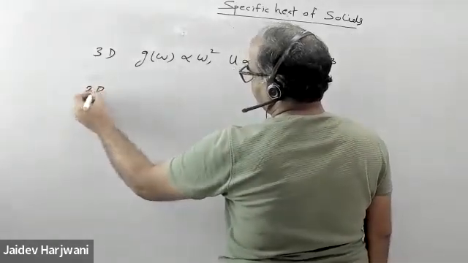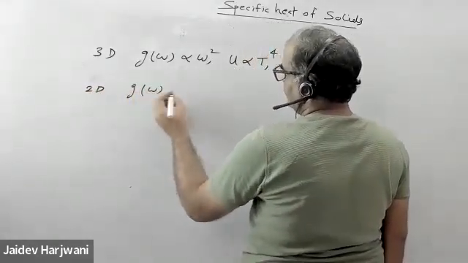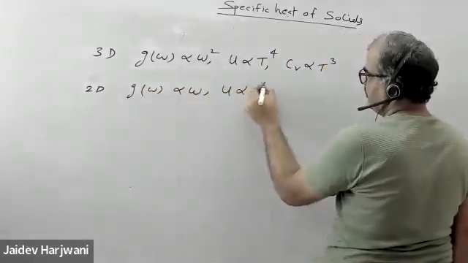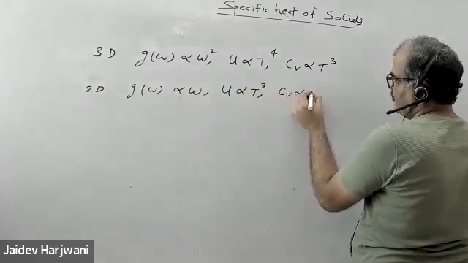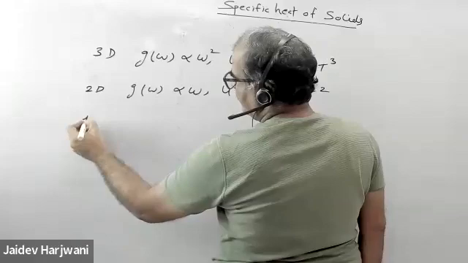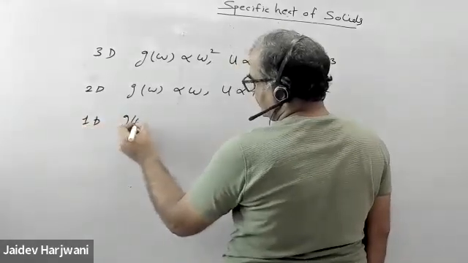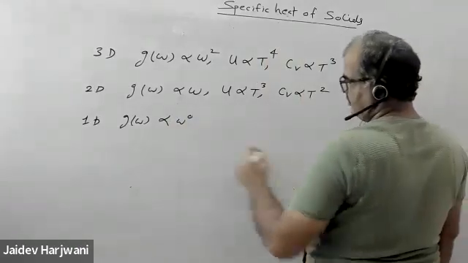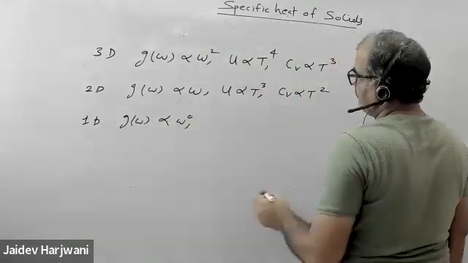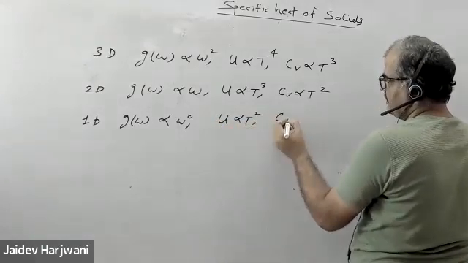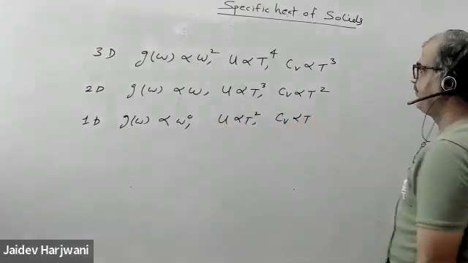Similarly for the 2D case we have seen g(omega) is proportional to omega, and the total energy is proportional to T cube, and CV at low temperature is proportional to T square. And for the 1D case, g(omega) is proportional to omega power 0, constant, L upon pi, U was T square, and CV was T.